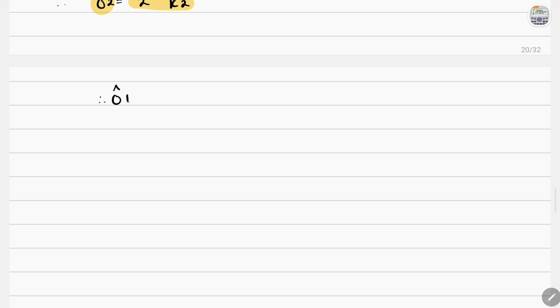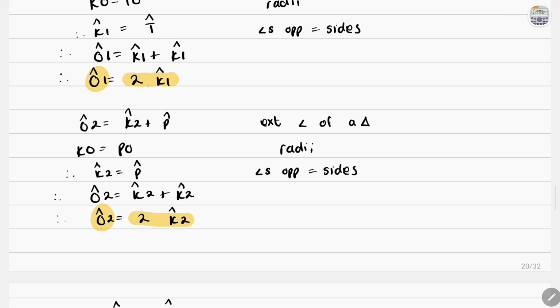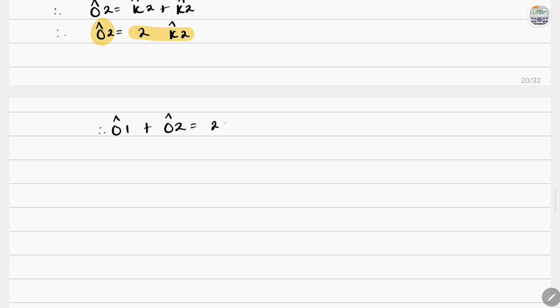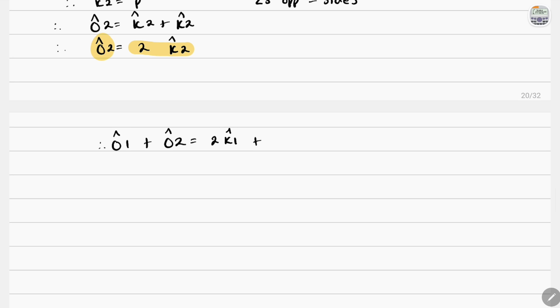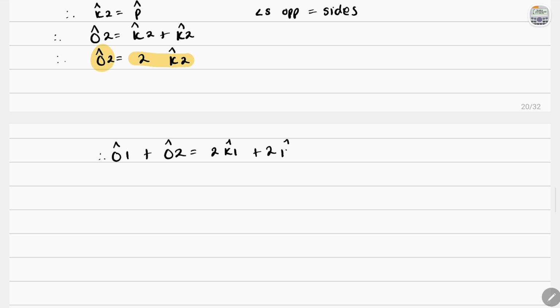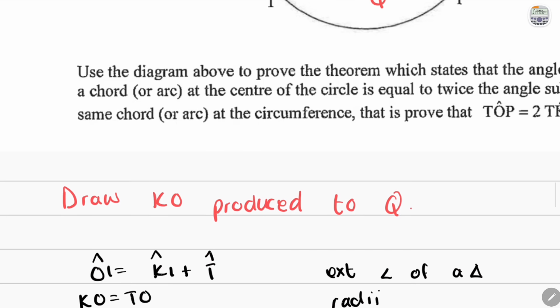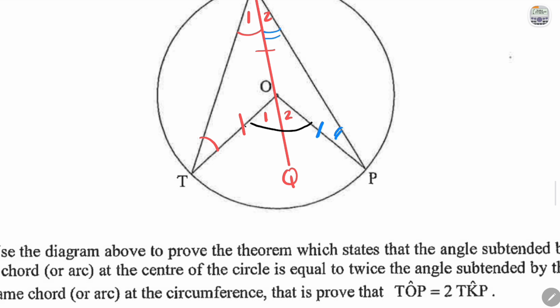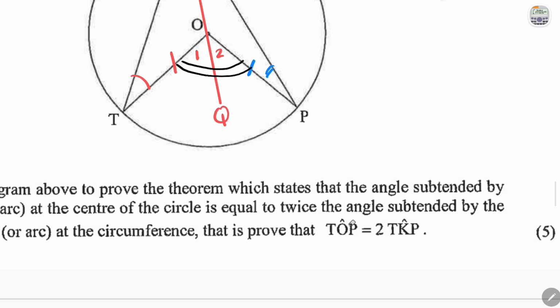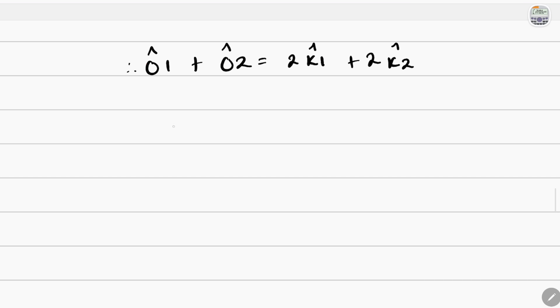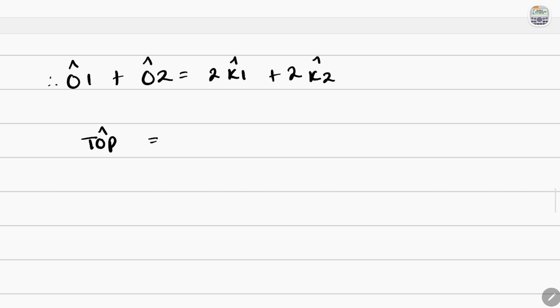So we're going to add them together to form that angle. Therefore, angle O1 plus angle O2, and what are they equal to? Well, we know that angle O1 is equal to 2 angle K1, so 2 angle K1 plus, and angle O2 is equal to 2 angle K2. And so look at what we have. These two added together form this angle at the center, TOP, that they were referring to, so we're going to say that that is angle TOP. And then look at what we have here. Notice how you have a 2 and a 2. We could just take 2 out as a common factor.